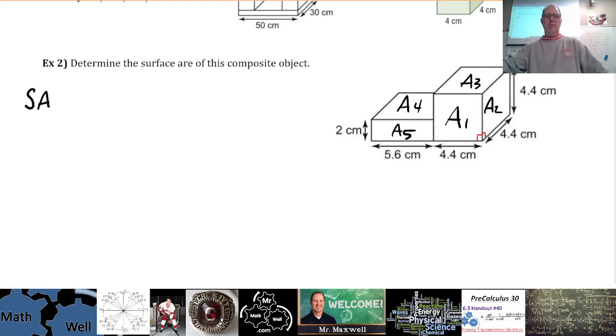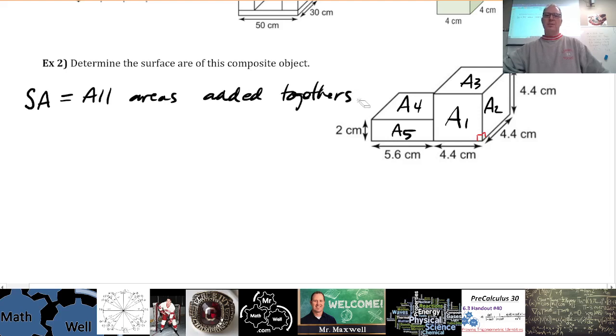Let's figure out what area 1 is, okay? So the surface area is going to be made up of all the areas. So I'm just going to say all areas added together, okay? And the areas that we're talking about are the areas of the faces, or the sides, of this object. So all areas added together. All right, so area 1, okay. Well, I guess it's right here. What's the length of this one? This square is 4.4 centimeters.